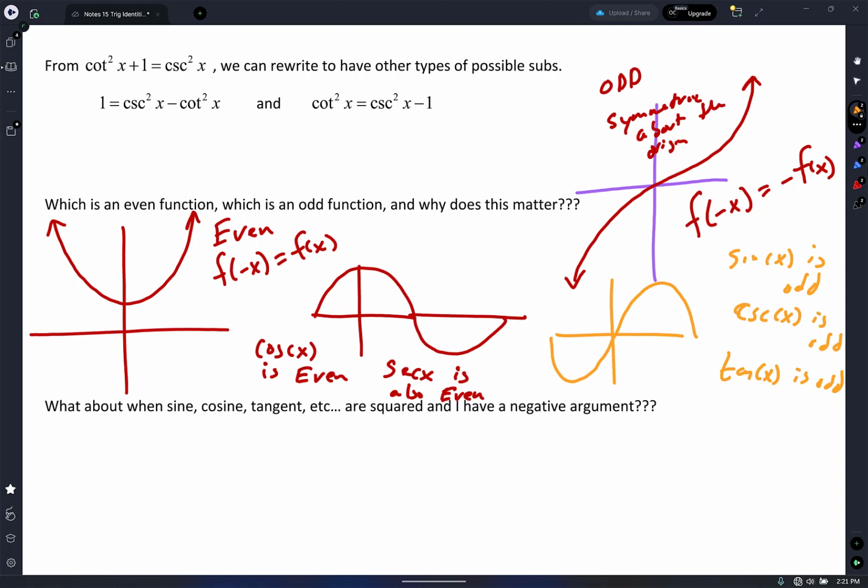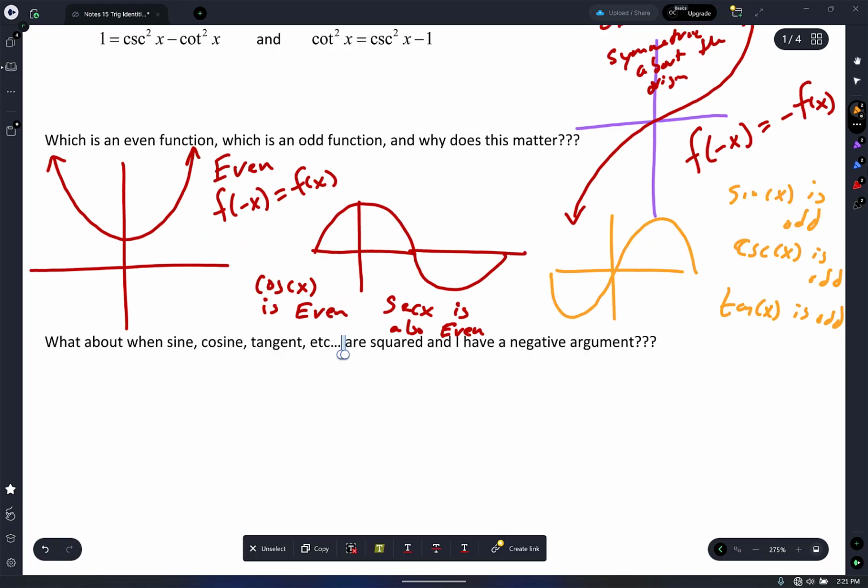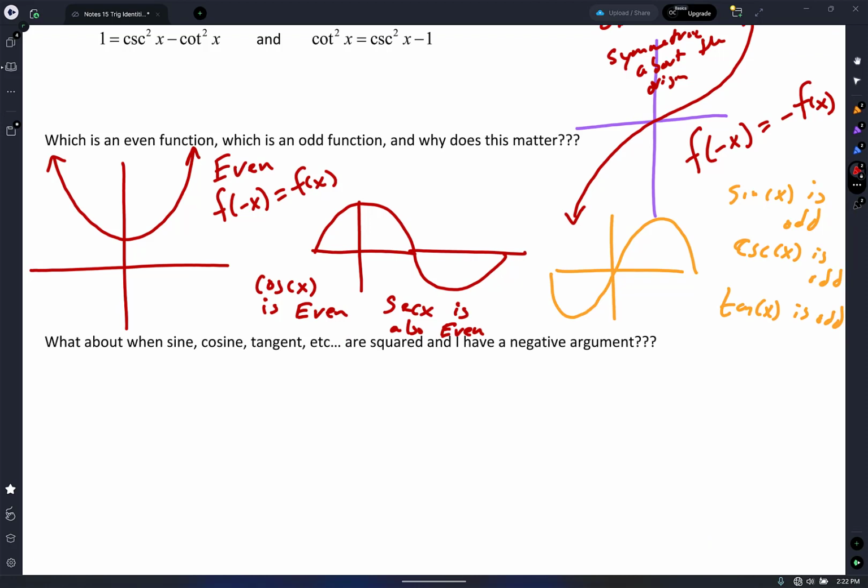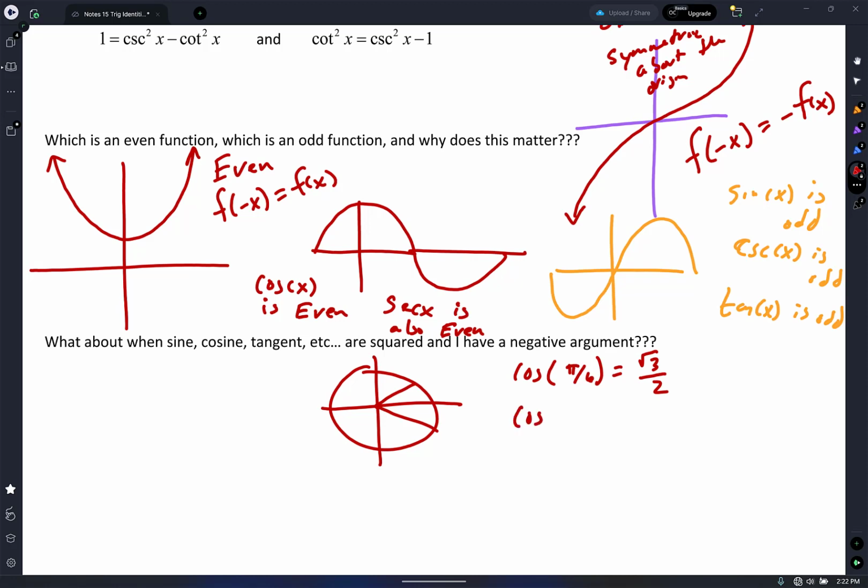Let's test it, when I have a negative argument down here. Let's test this idea of even and odd functions. So I'm going to draw a unit circle real quick. And I'm looking at pi over 6 and negative pi over 6. So cosine of pi over 6 is square root of 3 over 2. We know that, right? So we never really finish those unit circle quizzes. I guess we should bring them back. Cosine of negative pi over 6 is also square root of 3 over 2.